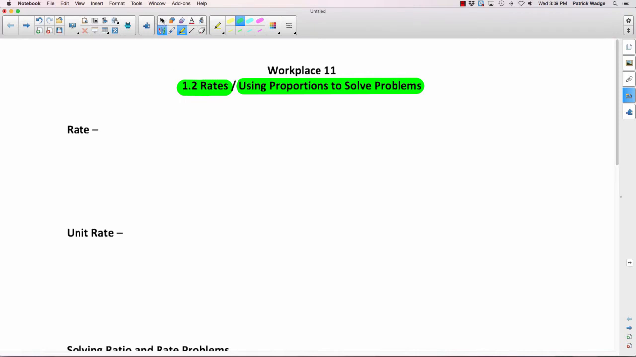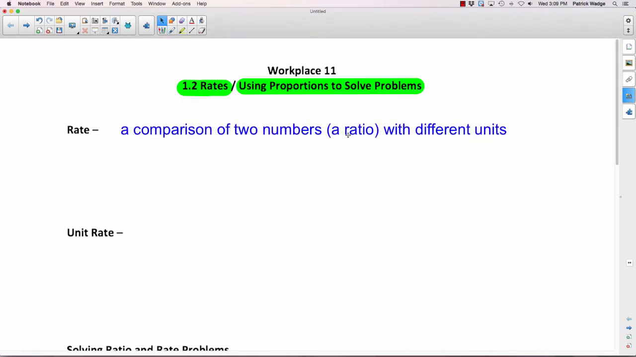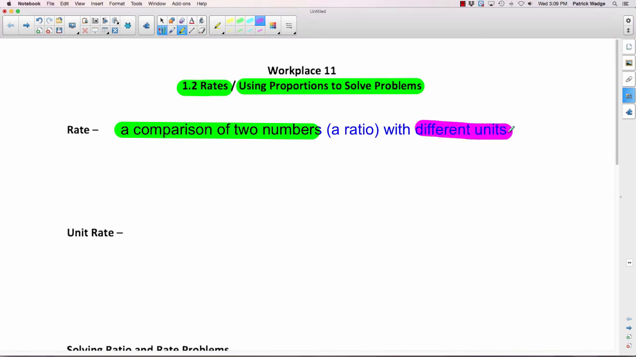Okay, so what's a rate? A rate is a comparison of two numbers with different units. Wait a minute, this first part, a comparison of two numbers, that's what a ratio was, right? So basically a rate is a type of ratio, but it's a ratio that has, and this is really important, different units.